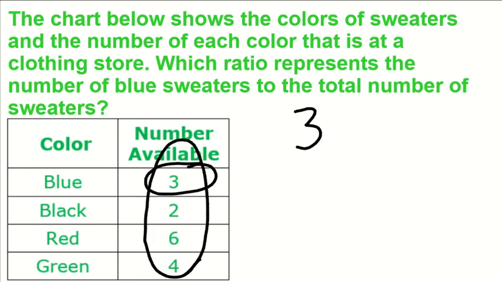For the total sweaters, that's all of them, right? Including the blue. So we add them up. Yeah, that gives us 15. What goes into both those? 3. So we divide each of those by 3. And just like the one before, we get 1 to 5.